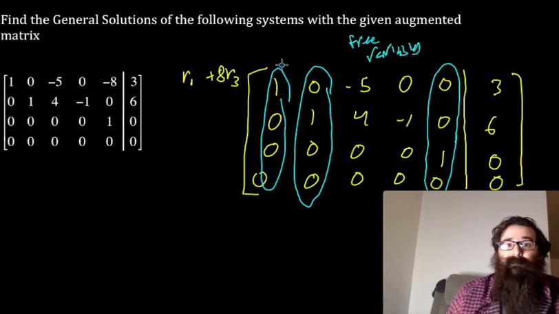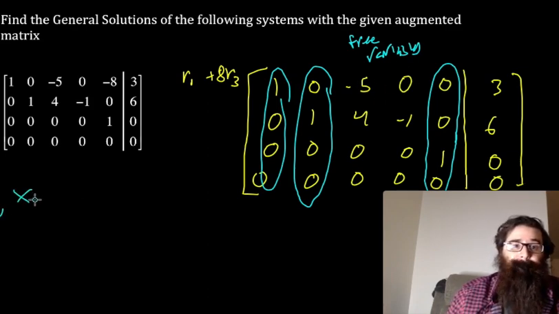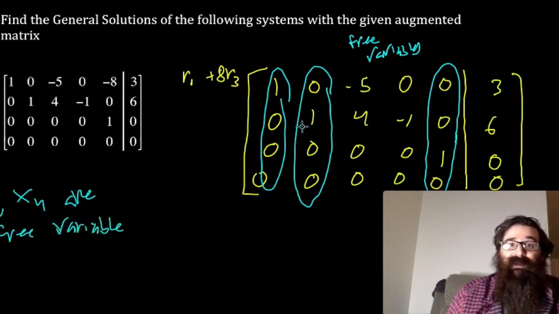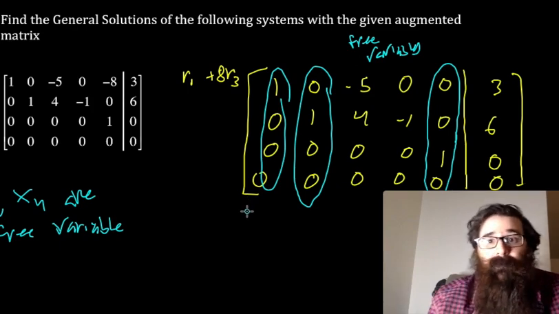Which means that, so x1, x2, it would be x3 and x4, not x5, not x1, not x2, but x3 and x4 are my free variables. We would say that x1, x2, and x5 are the basic variables.